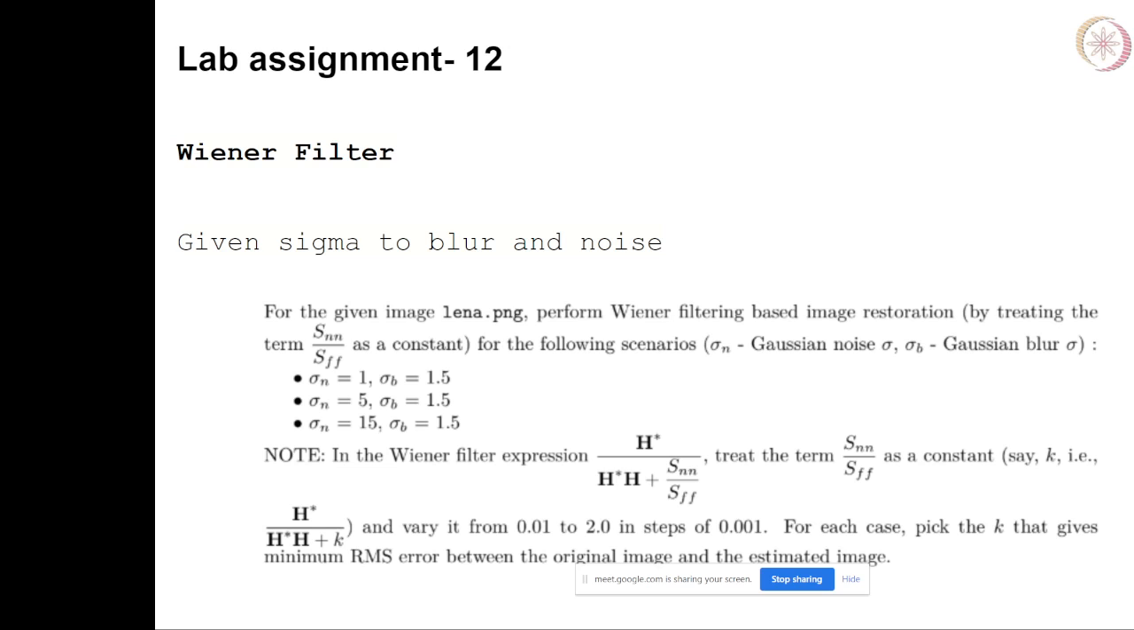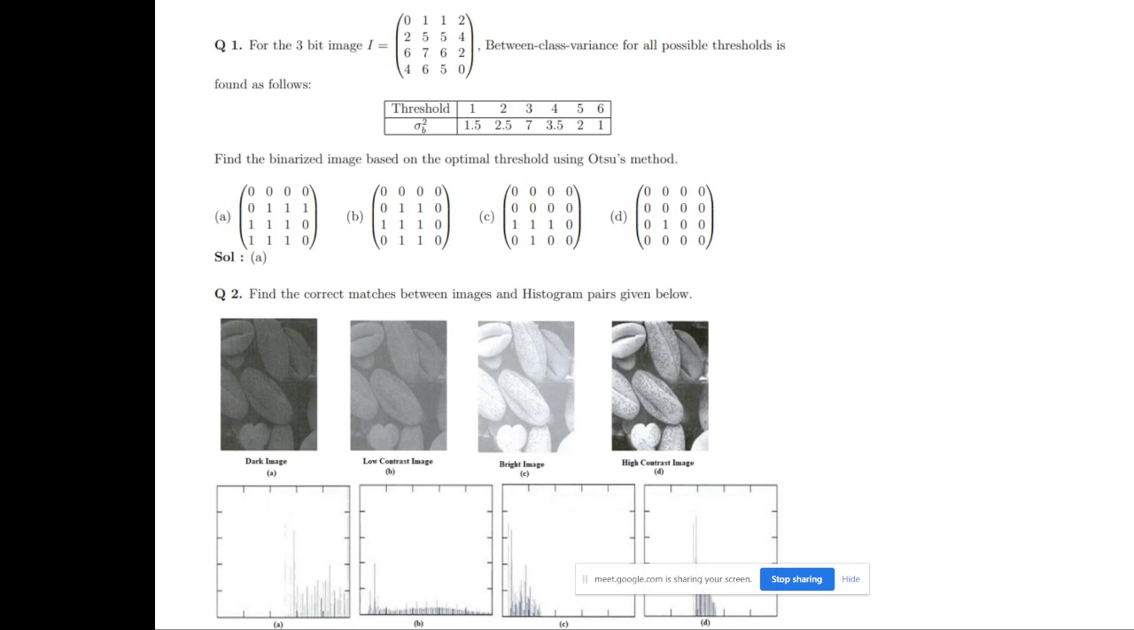Then you have to find the h value for every sigma given. Here this term can be taken as k, so for every k you have to find it. In 3 cases you have to vary k from 0.01 to 2, and find out which k performs well. Performs well means you have to find the minimum RMS error between the original image and the estimated image. That error should be minimum. So this is lab assignment 12.